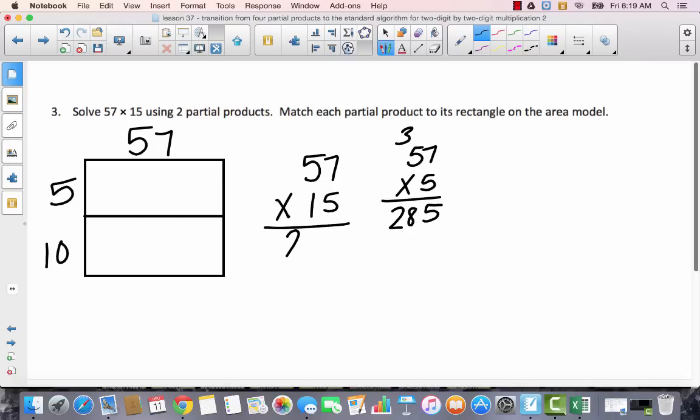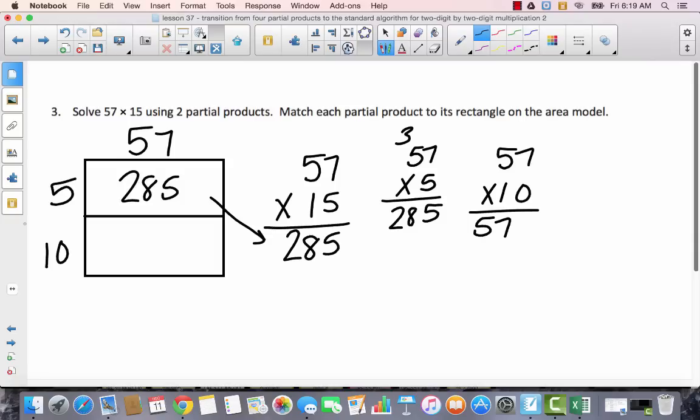So I have 285. Okay, so this goes here. All right, now I'm going to do 57 times 10. I really don't have to work this out because 57 times 1 is 57, and I add my 0. So it's 570. So this goes here.